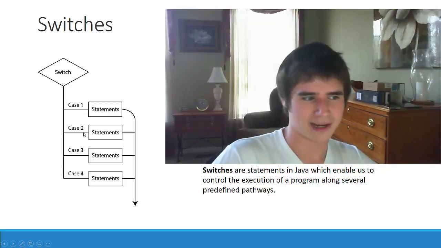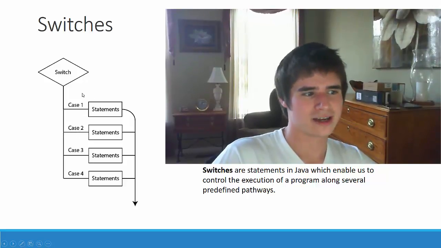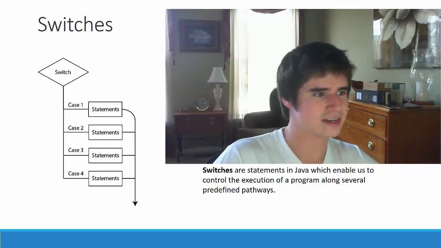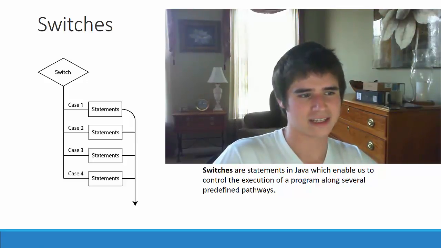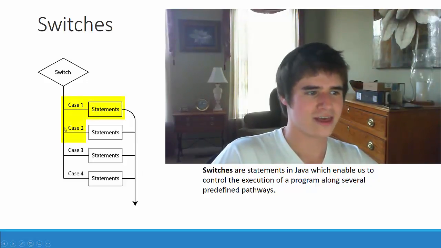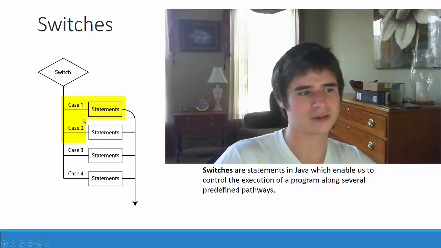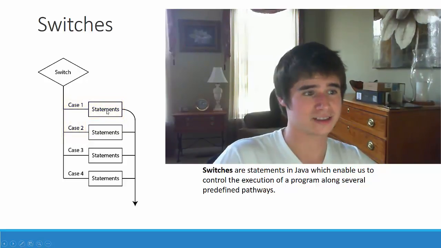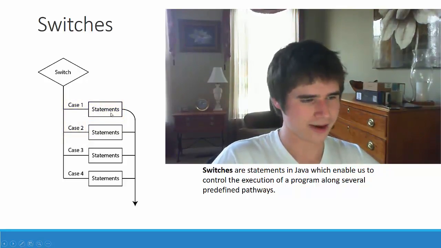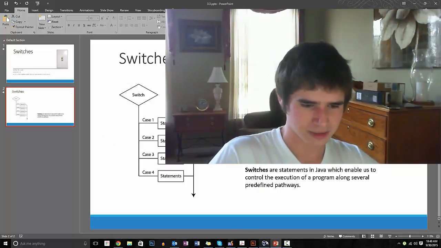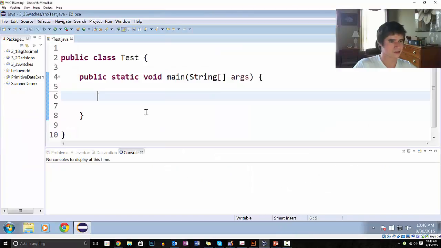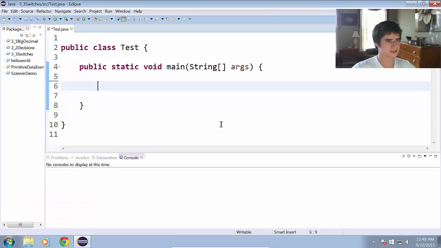We can also combine cases, which is equivalent to the OR in the if-then. We could have case 1 and case 2, put those together, then it would do statements for case 1 and case 2. So if the value is 1 or 2, it would execute the case statements in there. Alright, it'll make a little more sense once I show it to you, I hope. So without further ado, let's bring up Eclipse and start testing this theory out.